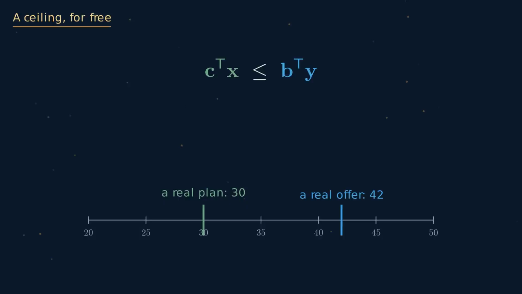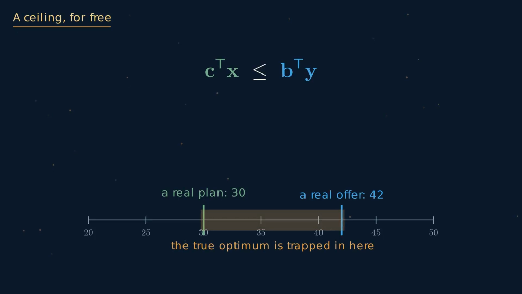This plan is feasible and earns 30. This price list is feasible and bills 42. Without solving anything, we now know the answer sits between them. Any offer you can guess is a certificate that the profit cannot beat it. That also means an unbounded primal forces the dual to have no feasible point at all. There is no ceiling left to name.